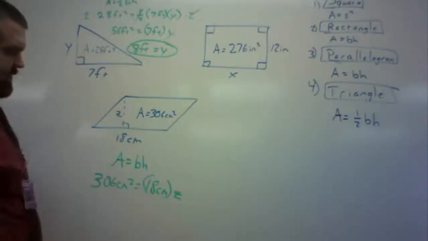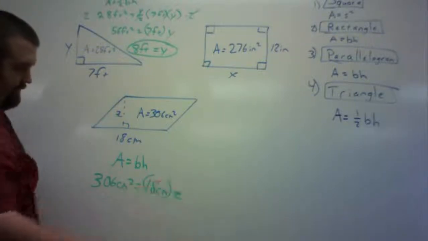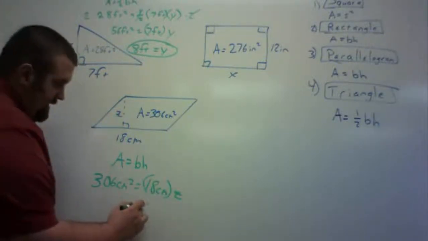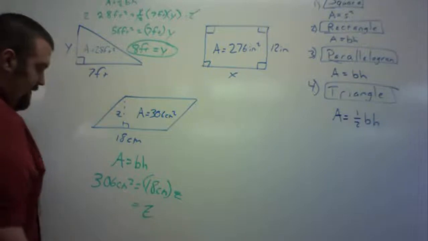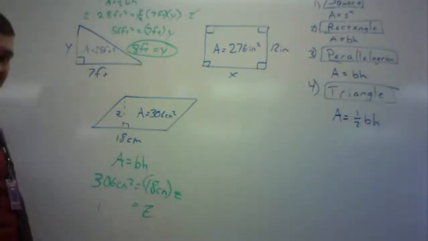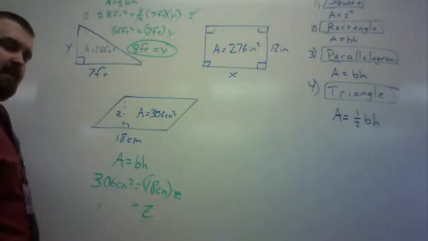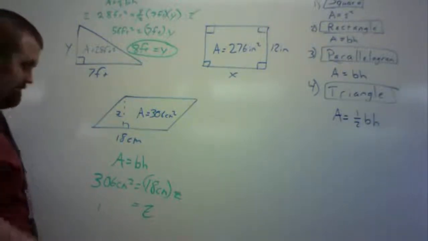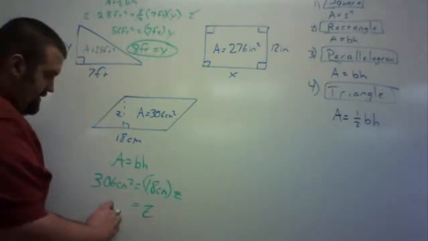The only thing I have to do here is get rid of 18 centimeters. So instead of multiplying by z, I'm going to divide both sides by 18 centimeters. And if you can do this one off the top of your head, great. However, if you can't, calculator time. I believe you end up getting 17 centimeters.